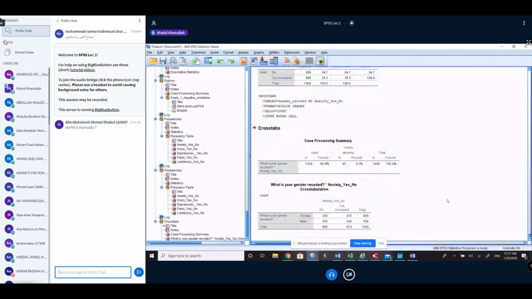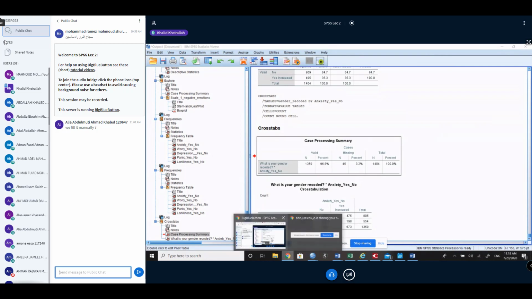Remember, anxiety had missing cases, so this descriptive table, before doing the analysis, tells you that out of the 1404, you only have 1359, which represent 96, 97% of the sample, and you have 3.2% missing cases out of the 1404. So you have valid cases that will go into this table, and missing cases that will be excluded from the analysis.